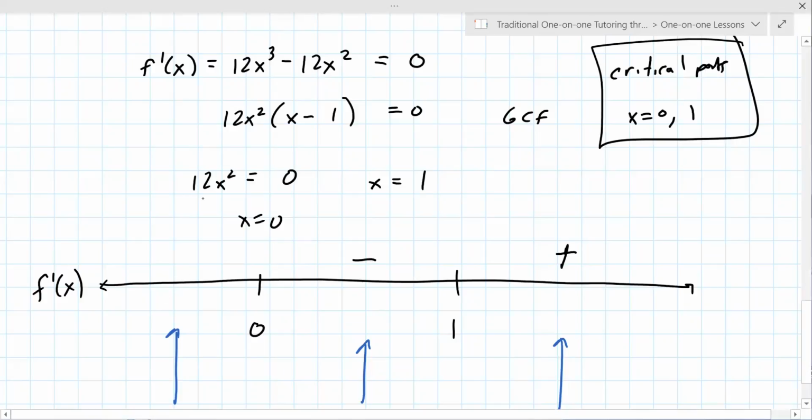When you put -1 in here, you get -1 squared. That's positive times 12 is positive. -1 minus 1 is negative. Positive times negative is negative.